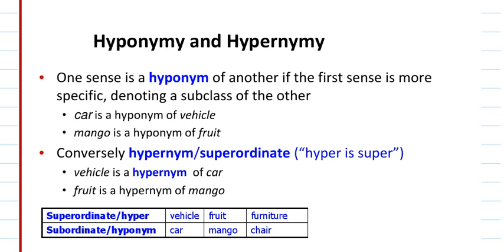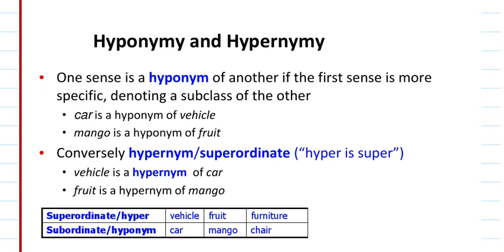Similarly, we have a relationship that is called hyponymy and hypernymy. So what is hyponymy? In hyponymy, one lexeme is a hyponym of another if the first one is more specific, denoting a subclass of the other, right? For example, car is a hyponym of vehicle.